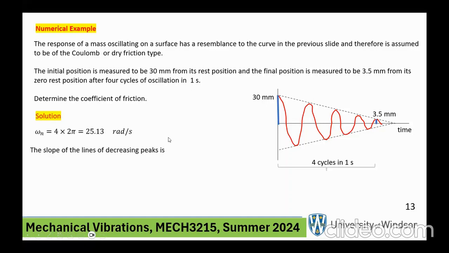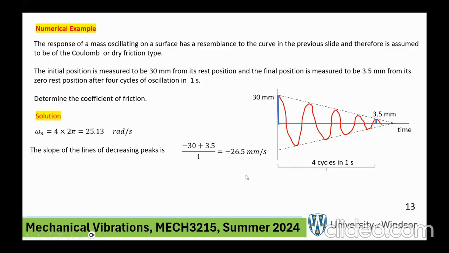Now, we know what the slope of this line is. You can see that the slope of this line, change in height divided by change in horizontal distance, is dropping. So it goes, for example, 3.5 minus 30 divided by 1 second. The slope of this line is 26.5 with a negative sign, because you can see that it's a negative slope. So 3.5 minus 30 divided by 1 second, that's it.